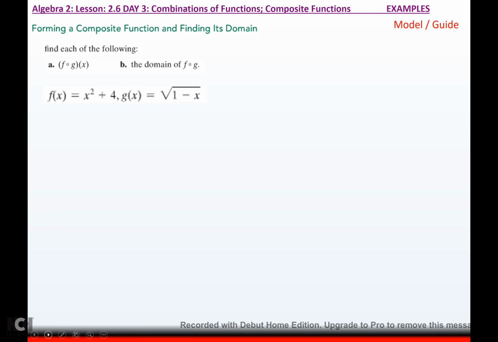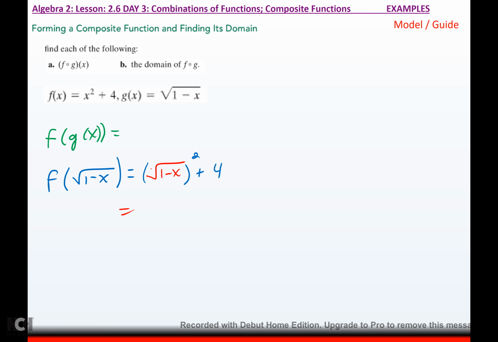Alright, let's try another one. They want us to find f of g of x, which means they want me to find f of the g function, which is the square root of 1 minus x. So that says copy the f function and plug in what you brought, and I brought the square root of 1 minus x. If you square a square root, it kills it. Combine like terms, I get negative x plus 5. So f of g of x equals negative x plus 5.